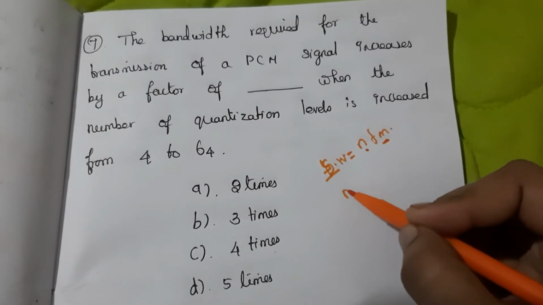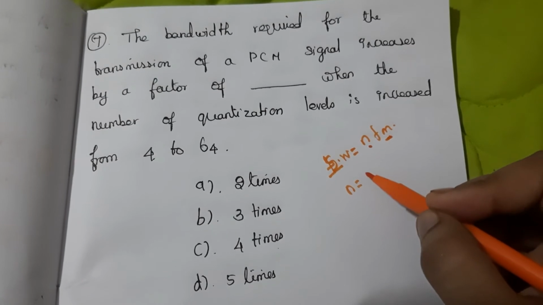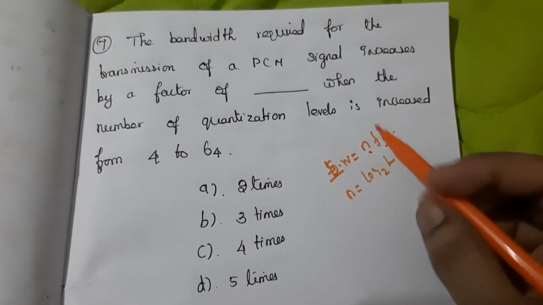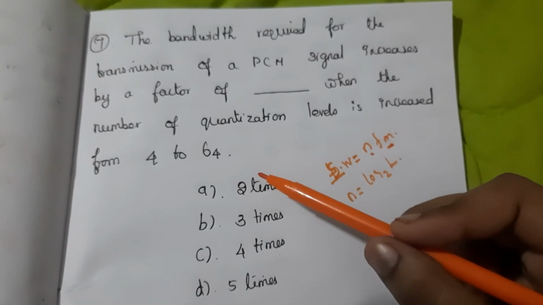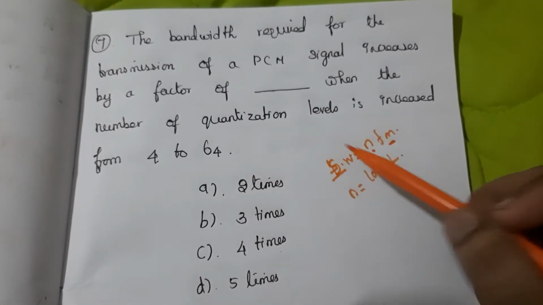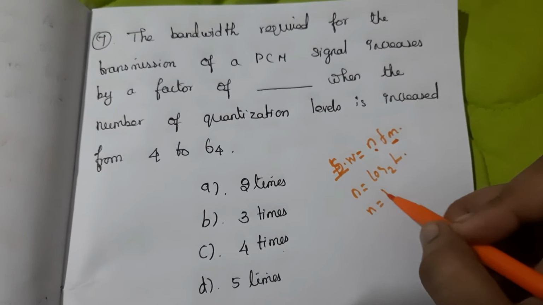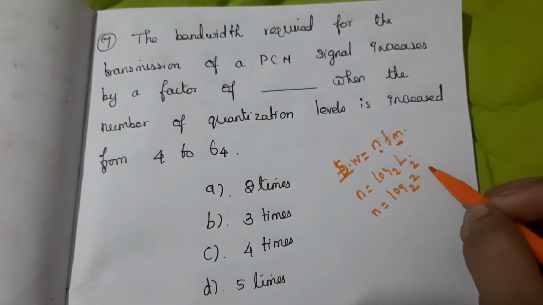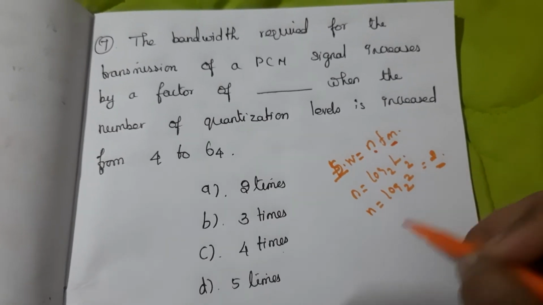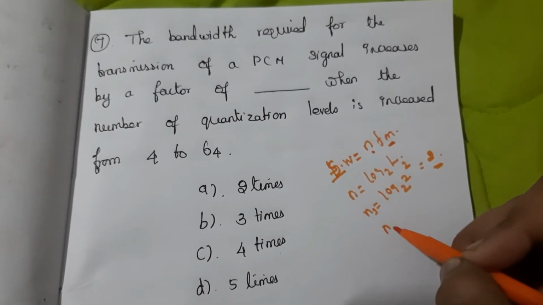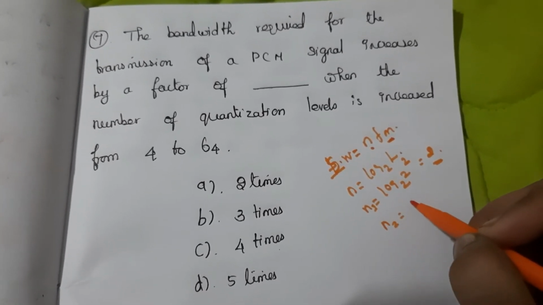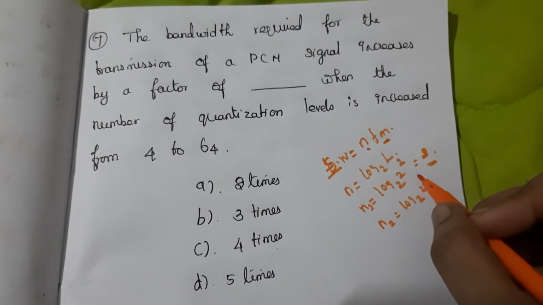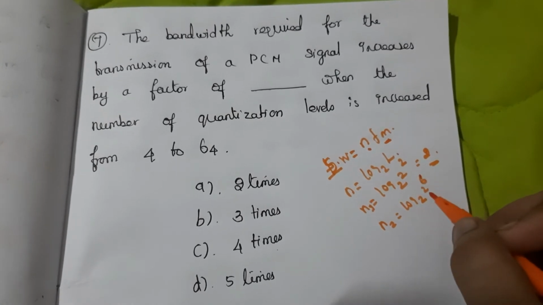So here, finding n using the formula, that is log 2 L, where L is the quantization level. So here n is equal to log 2 of 4. The 4 can be written as 2 to the power 2, so this is equal to 2. Similarly, consider this one is n1 and this one is n2, means log 2 of 64, and 64 can be written as 2 to the power 6.